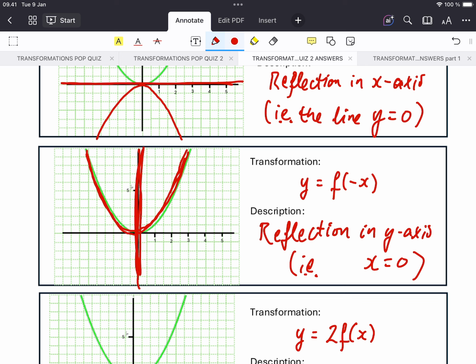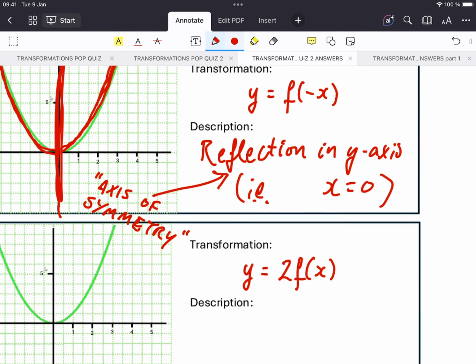You can also talk about the line that it reflects in being called the axis of symmetry.